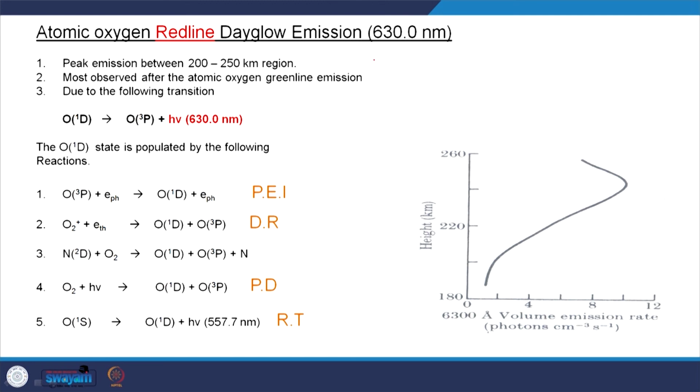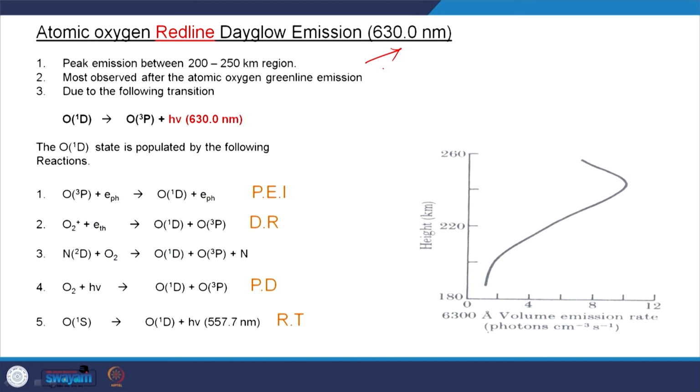Similarly, another very important airglow emission that is most readily observed is the atomic oxygen red line emission, which occurs at a particular wavelength of 630 nanometers. This emission has a single peak, that means a single range of altitude at which the emission intensity is maximum. It generally peaks at 200 to 250 kilometers altitude region, and it is most observed after the atomic oxygen green line emission. So, the red line emission is the most observed emission.